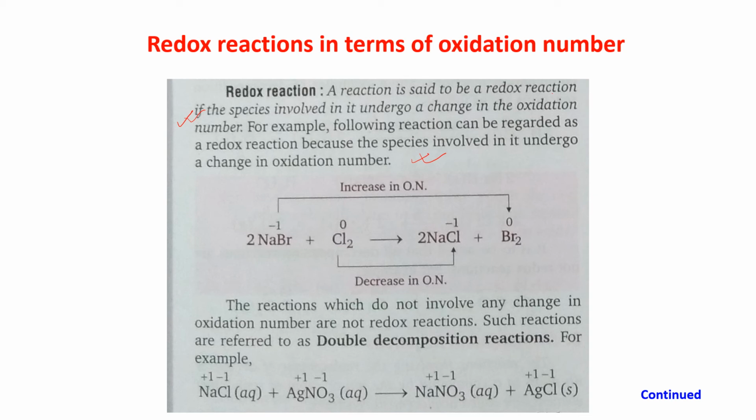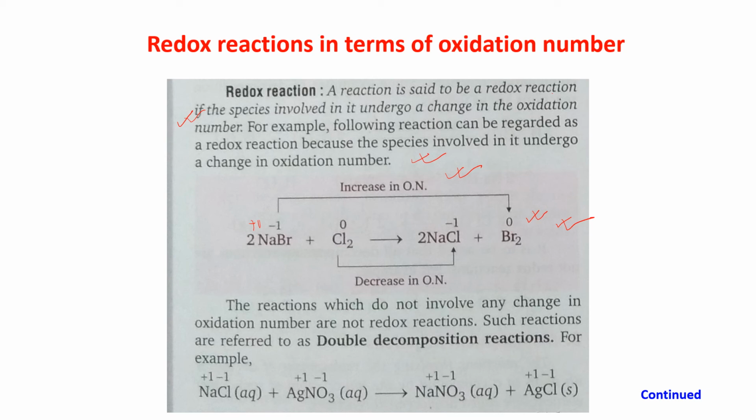Just look at this one. NaBr: Br is -1 because Na is +1. So it is forming Br2, that is a Br molecule. So it is going from -1 to 0. That means it is an increase in oxidation number, -1 to 0. So it is undergoing oxidation. Bromine is undergoing oxidation.